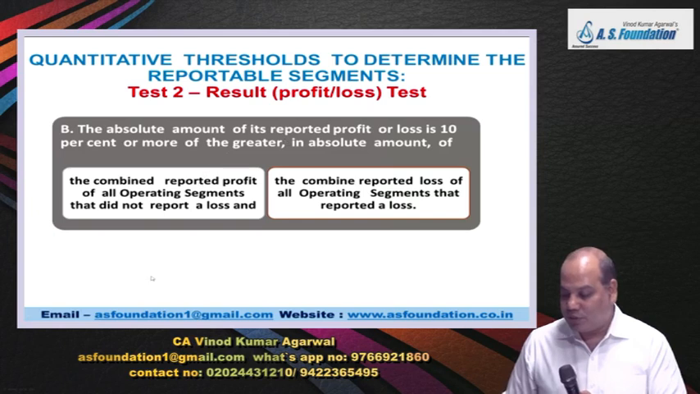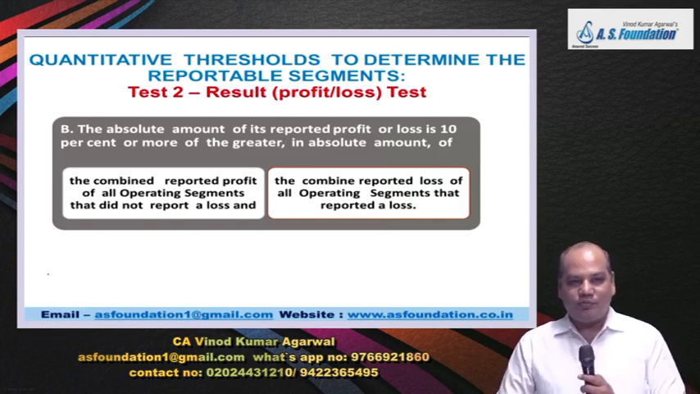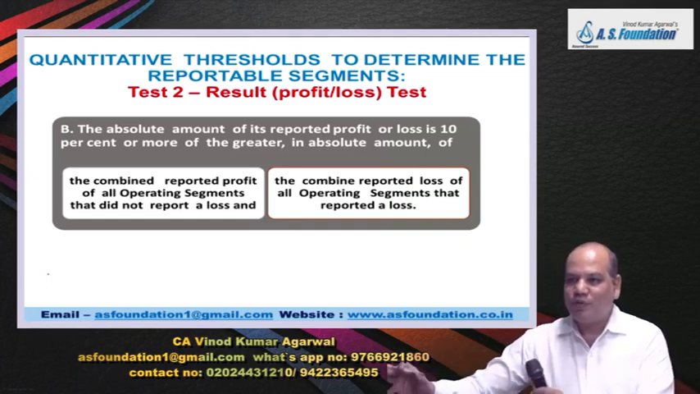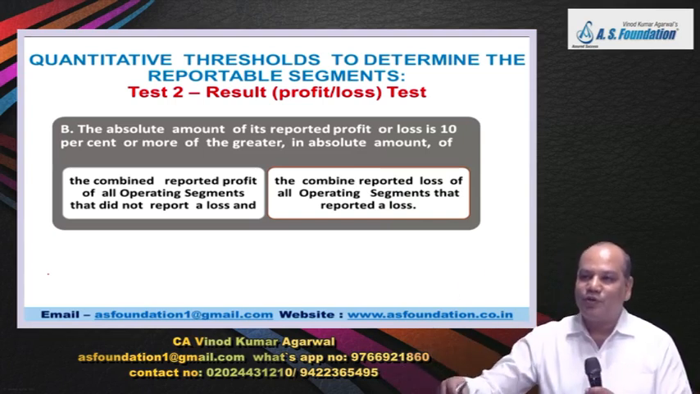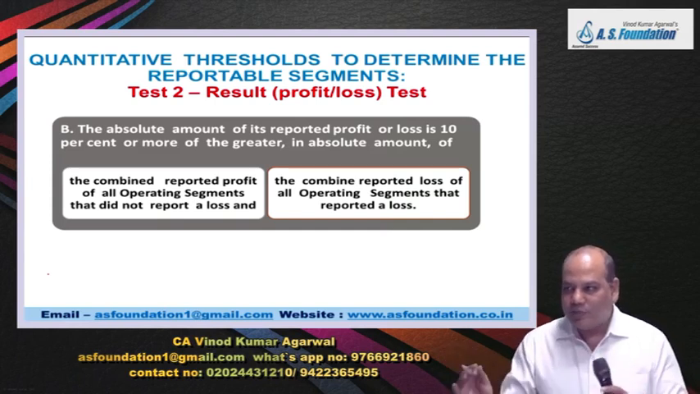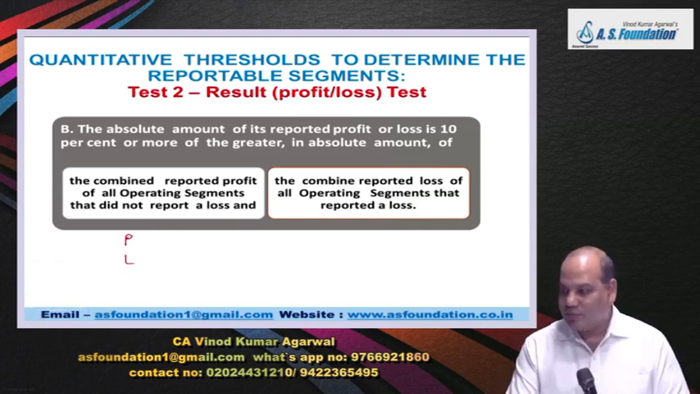But sometimes what happens, some companies have many segments. Some of them are profit making, some of them are loss making. And suppose theoretically the total of the profit of all segments is equal to the total of loss of the loss making segments. Company's total profit is 0. Then how do you apply this test? So what they are saying, you first divide your segments into two. Which two? Profit making, loss making.